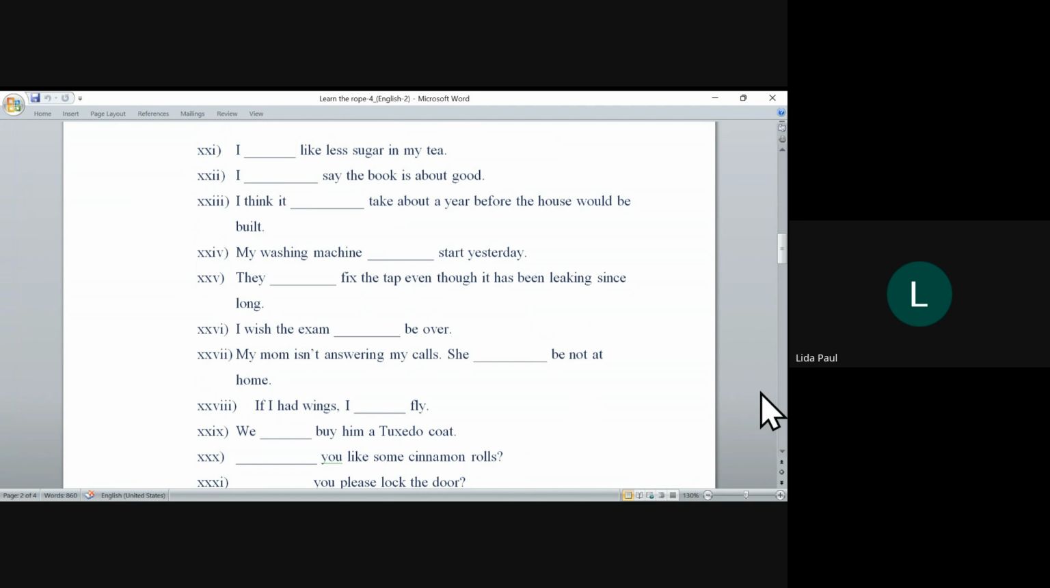Correct. Then 27th one. My mom isn't answering my calls. She could be not at home. Now, this is in reference to real possibility, simply possibility. So for possibility, will? Might? No, not might.